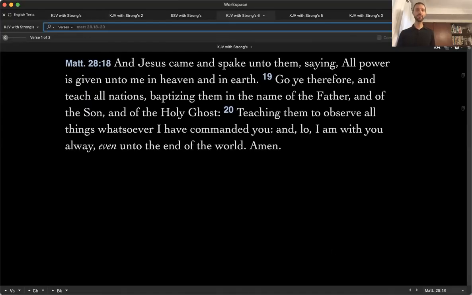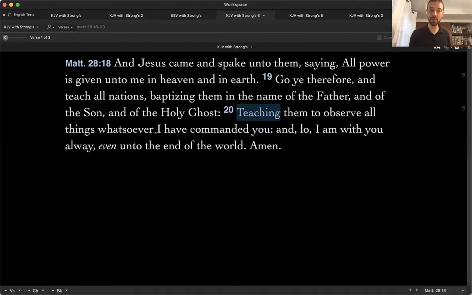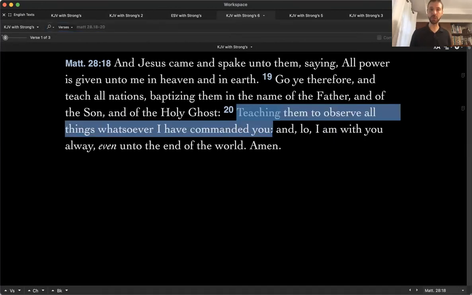And so therefore, he says, go and teach all nations, it's universal, baptizing them in the name of the Father and of the Son and of the Holy Ghost. And here's the basis or the confidence in that. Lo, I am with you always, even until the end of the world, when you are teaching them to observe whatever I have commanded you.